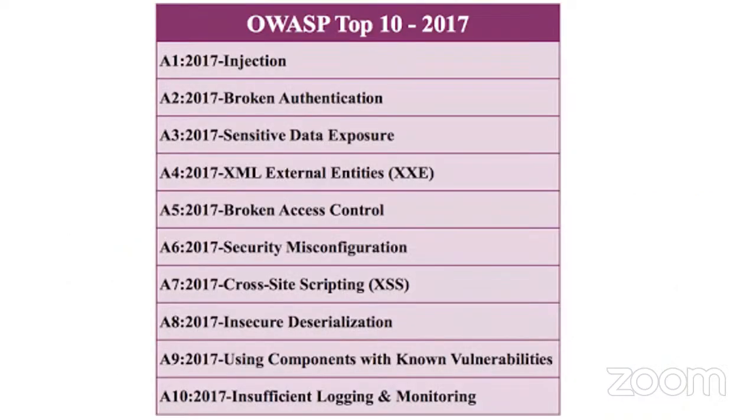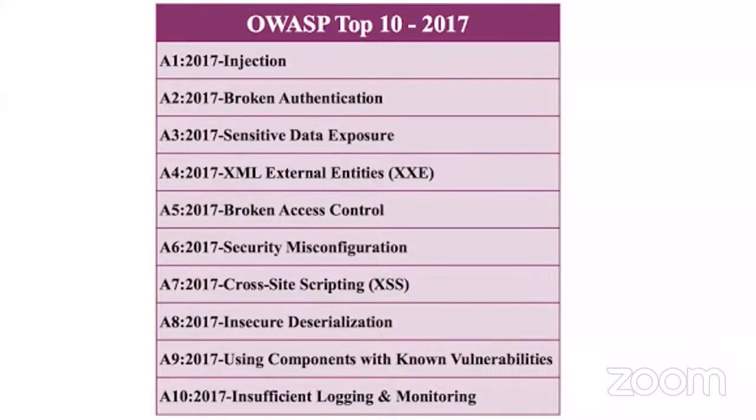These are the top 10 vulnerabilities found in 2017, labeled A1 to A10. A1 is injection, A2 is broken authentication, A3 is sensitive data exposure, A4 is XML external entities, A5 broken access control, and the next one is security misconfiguration, A7 cross-site scripting, A8 insecure deserialization, A9 using components with known vulnerabilities, and the next one is insufficient logging and monitoring.